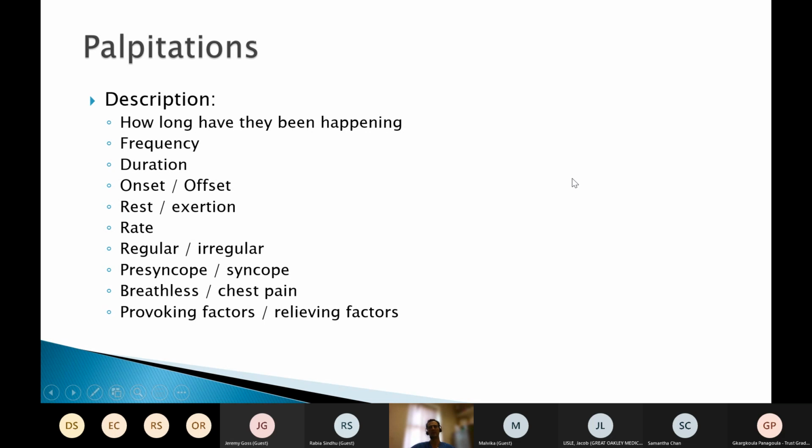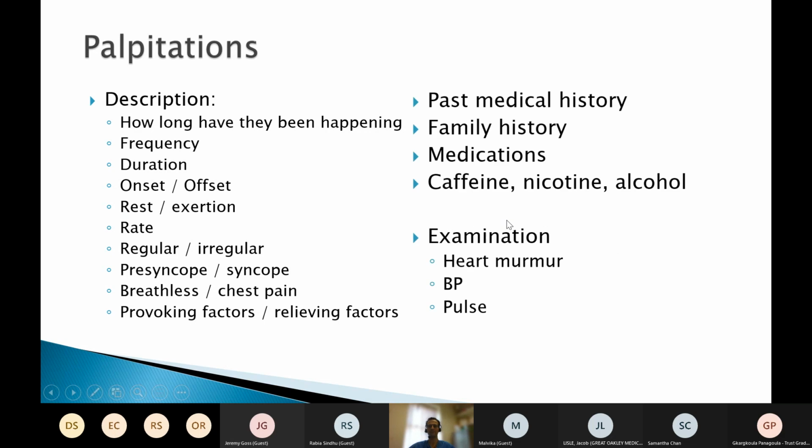So I want you to be asking about cardiac past medical history. So have they had ischemic heart disease, infarct, some form of structural heart disease is the key. The other thing, family history, make sure you ask about sudden cardiac death and ask, has anybody died suddenly at a young age? Don't just ask family history. And then the key examination features of listening for a heart murmur, assessing blood pressure and pulse.